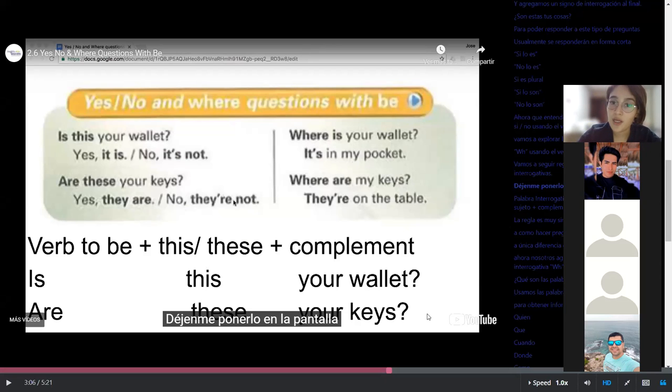So, it's in my pocket, they're on the table, because I was hungry. If they ask you, why did you eat it? ¿Por qué te lo comiste? Because I was hungry, right? For example. Any questions so far?